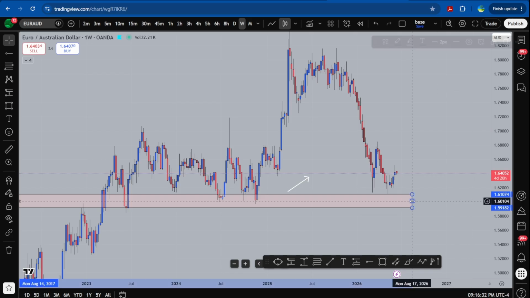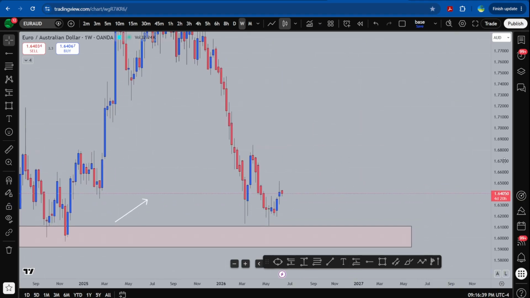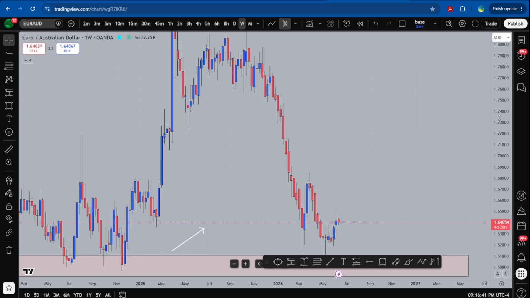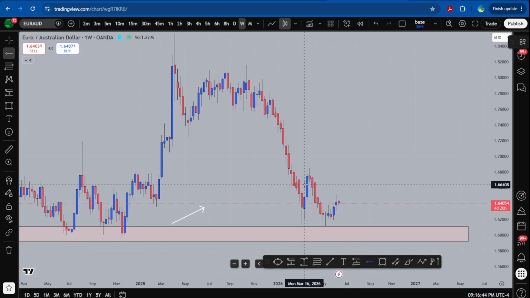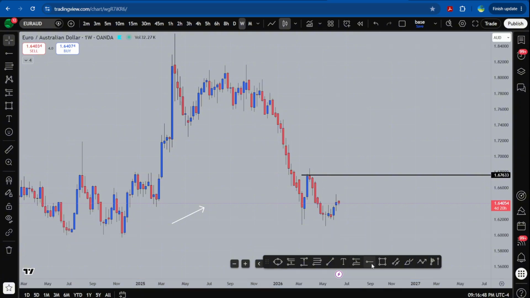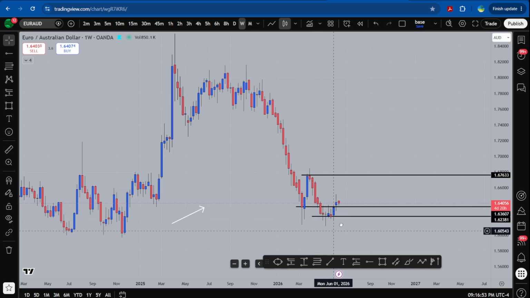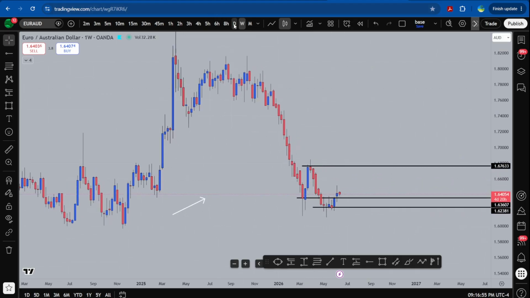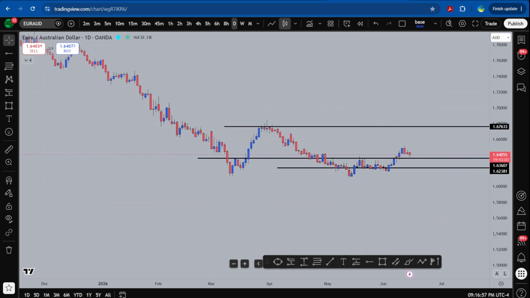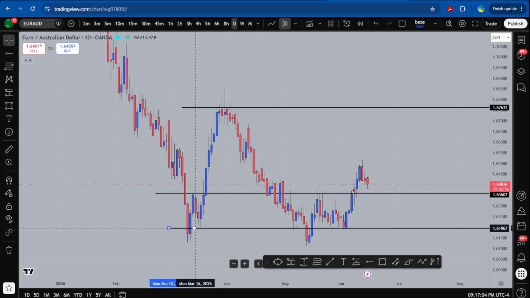I'm going to be looking at multiple things for EURAUD. First, what I want to do on the weekly is mark off my obvious highs and obvious lows. That's what I mean. And then I'm going to drop down to the daily and clean it up a bit.